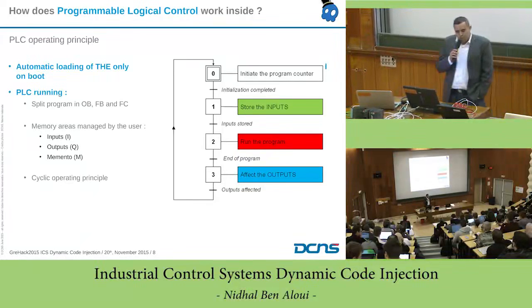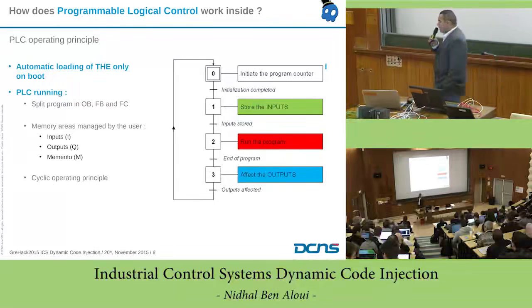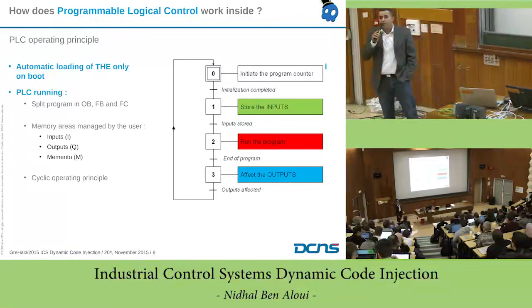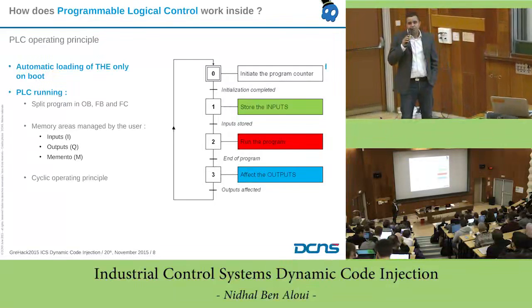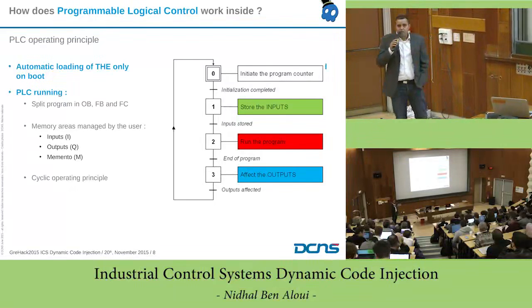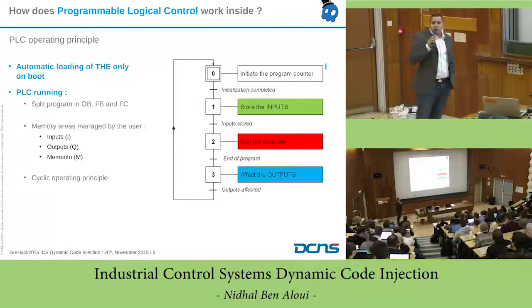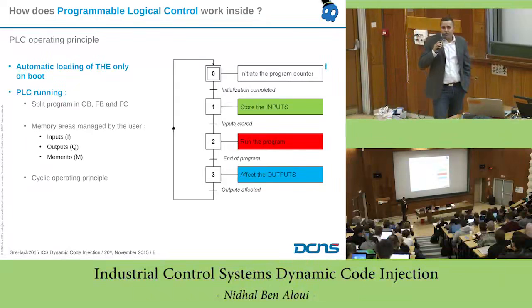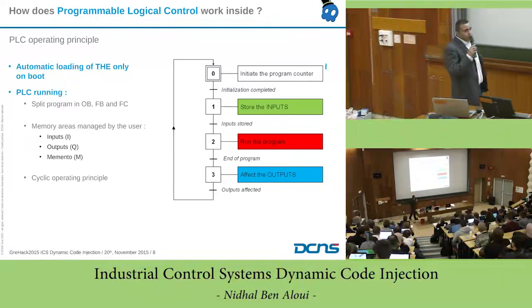We also have some mementos. A memento is like a variable used in memory. We have a specific number of mementos which we can use to put information in, in order to make communication between some organization blocks or functional blocks. So we will see that.